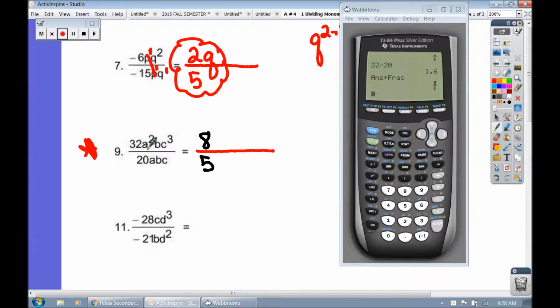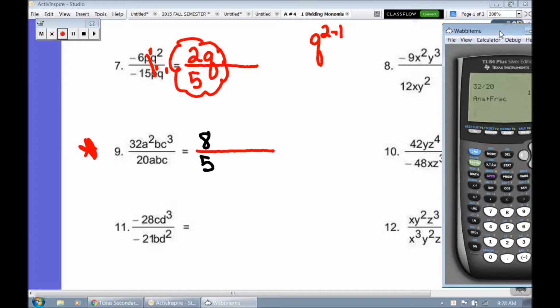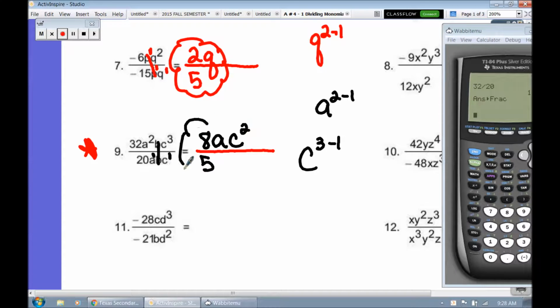Start with your A's. A to the second over A. If you have to come over here and write that out, you're simply going to subtract the exponent. So that's 2 minus 1, which is going to give me a value of just 1A. B over B, that cancels out. If you have 3 C's on top and 1 C on bottom, that's the same as having 2 C's on top. Or if you have to use your rule, 3 minus 1 is going to give you a value of C to the second, and there's your answer.